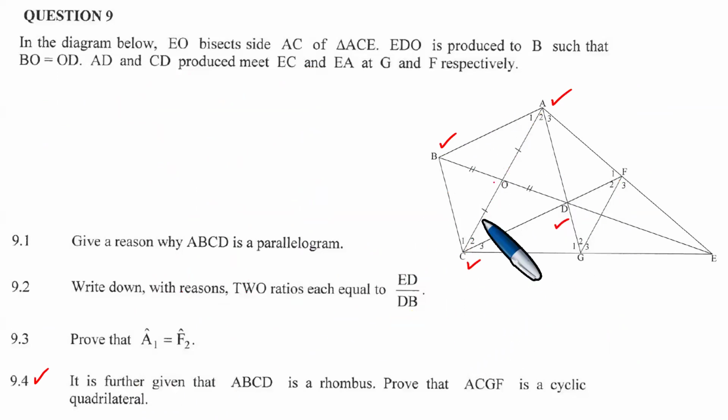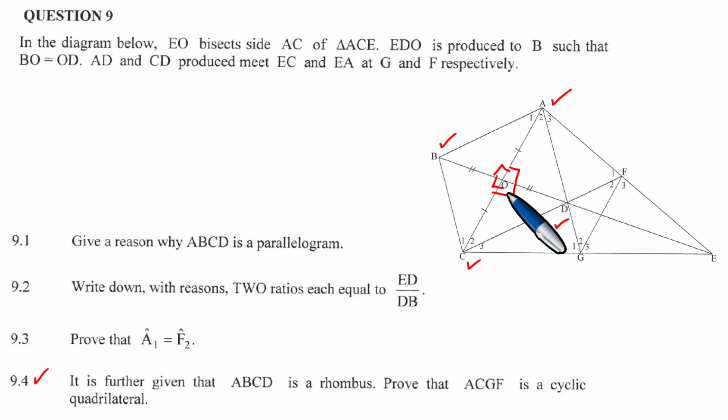What is a rhombus? Rhombus means that all the sides are equal. The opposite sides are parallel, and the diagonals bisect each other at right angles. So these diagonals make angles of 90 degrees with each other. That is something that you need to take note of.